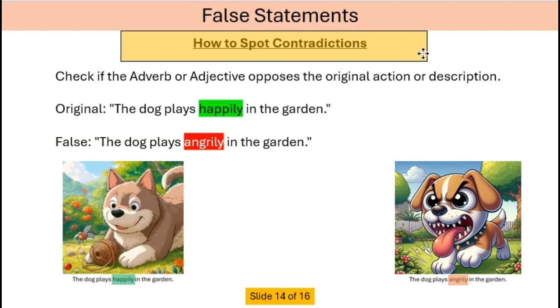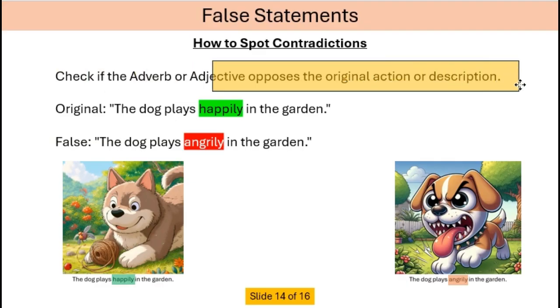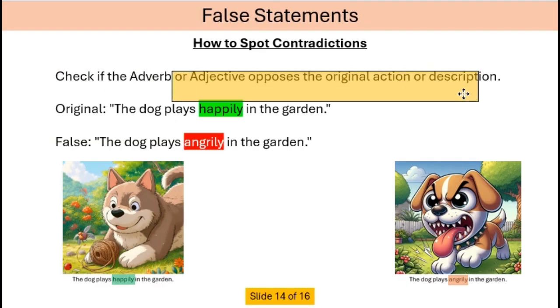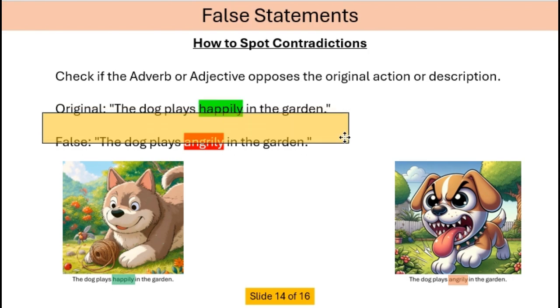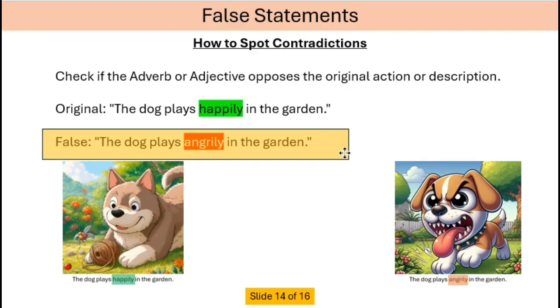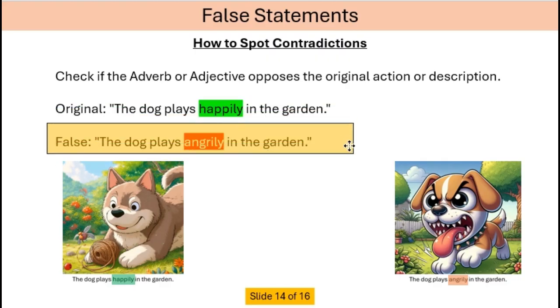How to spot contradictions? First, check if the adverb or adjective opposes the original action or description. For example, the original statement states, "The dog plays happily in the garden." But if we say the dog plays angrily in the garden, the statement is false because the two adverbs happily and angrily are in contradiction.